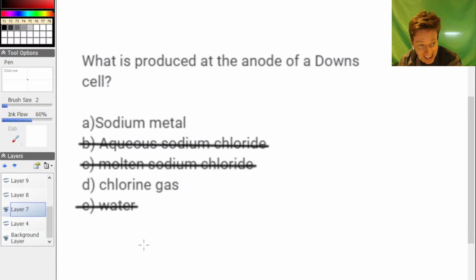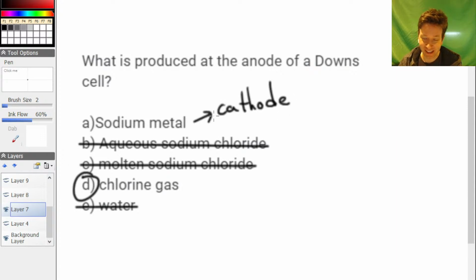And at the anode, we get chlorine gas. Okay, sodium metal is produced at the cathode. All right. Let's move on.